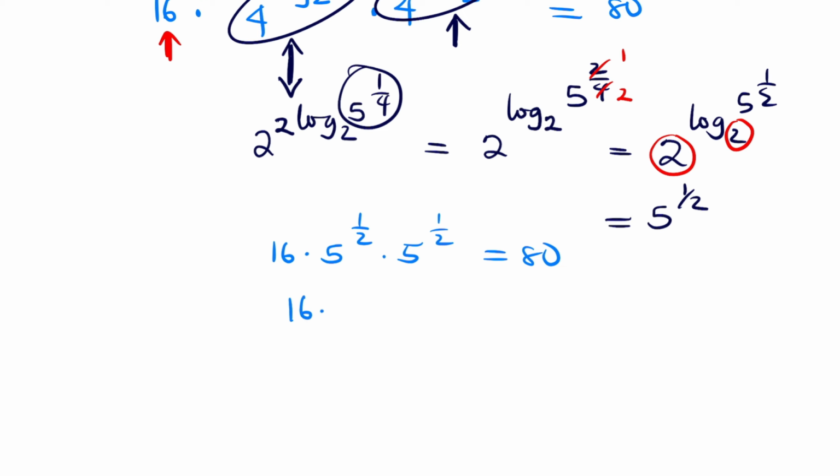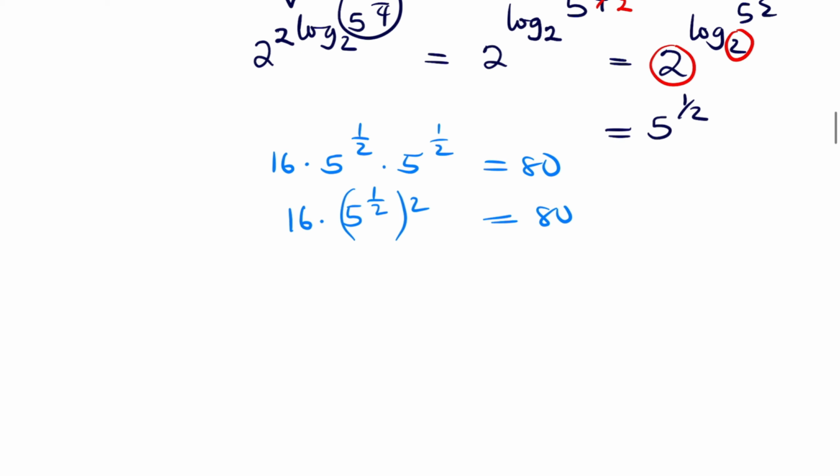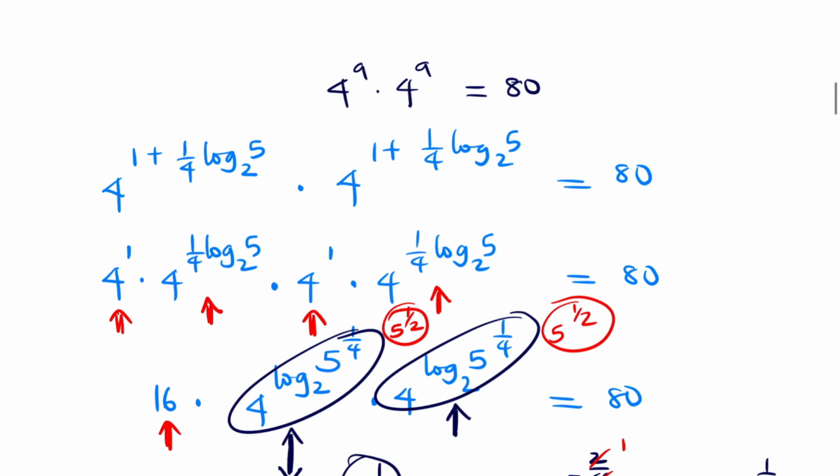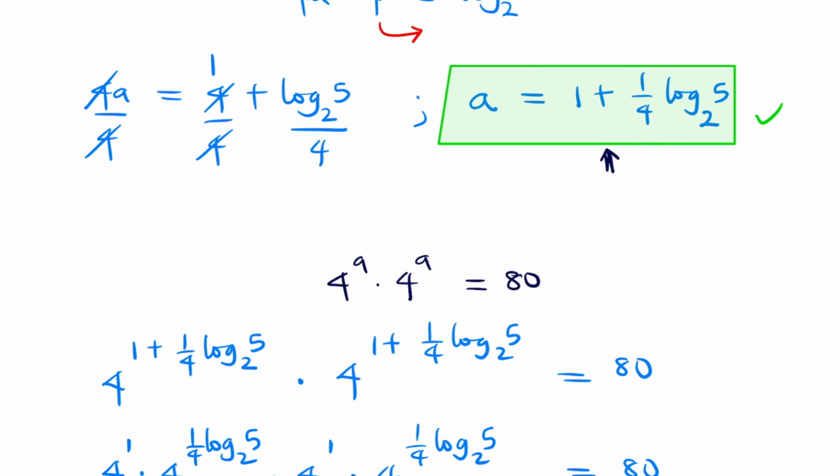This is 16 times 5 raised to power 1 over 2, because there are 2 of it multiplying each other. That's 5 raised to power 1 over 2 squared should give us 80. 1 over 2 times 2 is 1. We are left with 16 times 5 equal to 80. If you multiply these out, 16 times 5 is 80, meaning left hand side is equal to the right hand side, meaning that our solution here is perfectly correct.